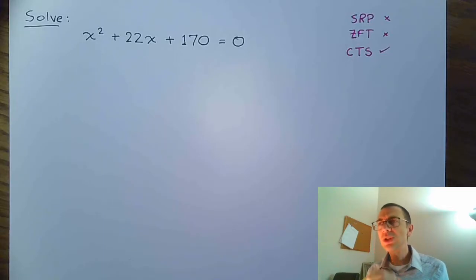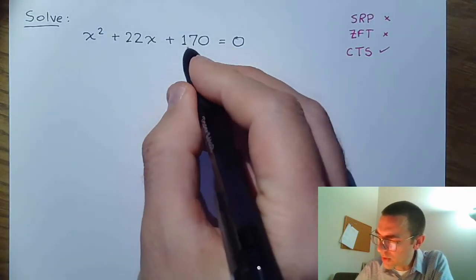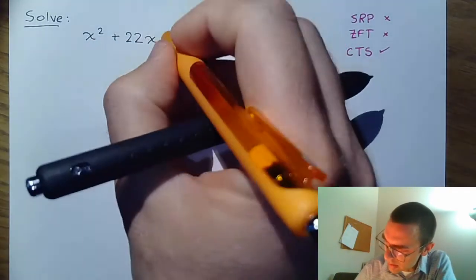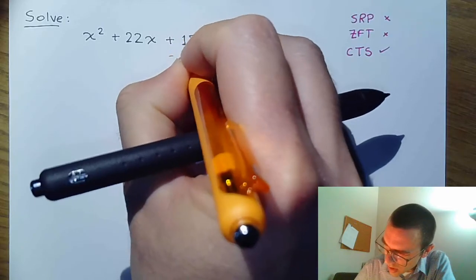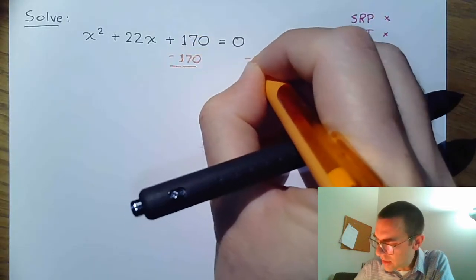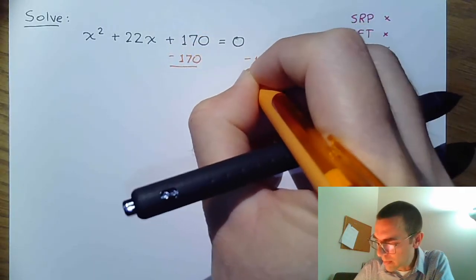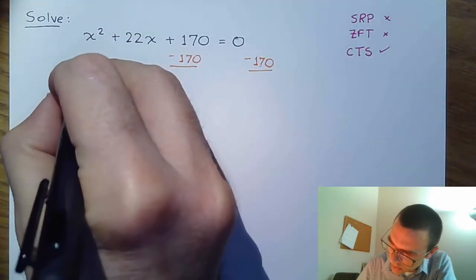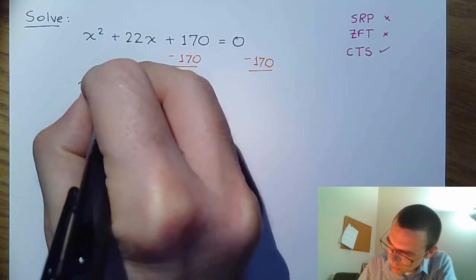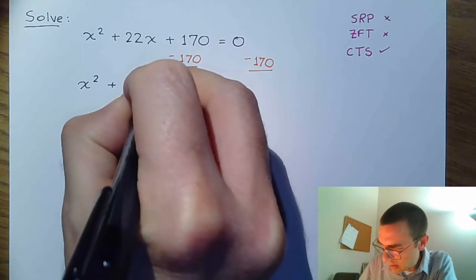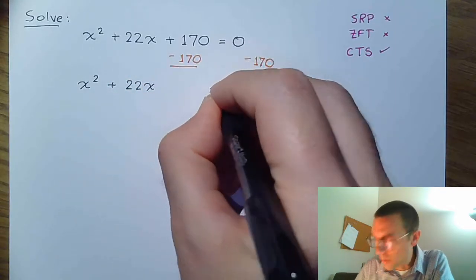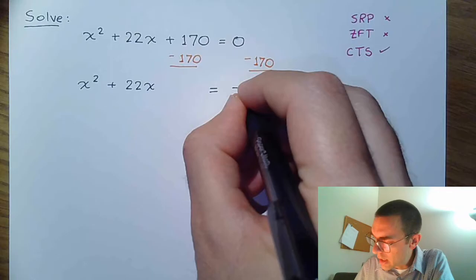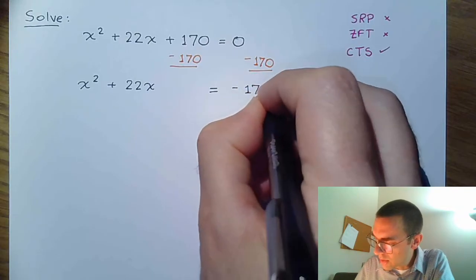So let's go through the procedure for completing the square. So the first thing we need to do is move this 170 to the other side. So right now this 170 is just kind of in the way. So just move it to the other side. When you do this, make sure you leave a gap, and we're going to fill that in here in just a moment, and this equals negative 170 on the right side.